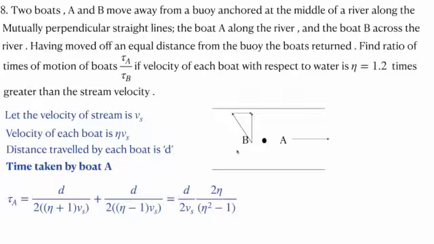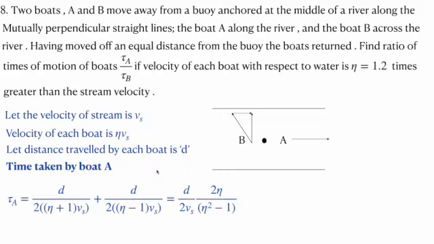The question is explained in this figure. A buoy is anchored at the middle of the river. The river is flowing with some velocity and the velocity of boats A and B is 1.2 times greater than the stream velocity. Boat A travels along the river and boat B travels across the river. Let the velocity of stream be Vs, then the velocity of each boat will be η Vs, and let the distance travelled by each boat be d.